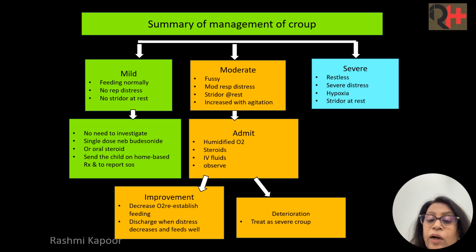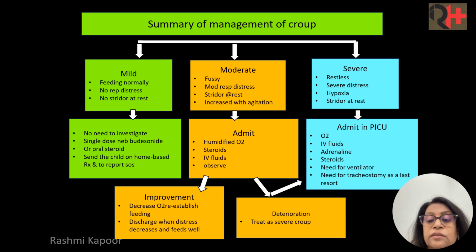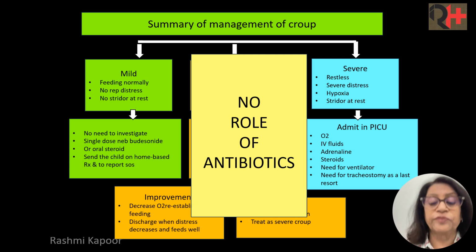And how do you define severe? It's restlessness, severe distress, hypoxia, stridor at rest. So it is severe. Admit the child in PICU because this child may need intubation. Give oxygen, IV fluids, and nebulized adrenaline, steroids. May explain that the child may need ventilator, may need tracheostomy as a last resort also. So we've seen there is absolutely no role of antibiotics in treatment of croup because it's essentially a viral disease.